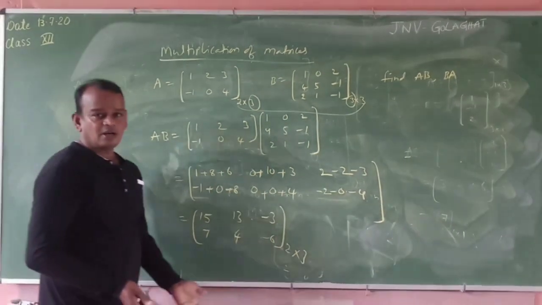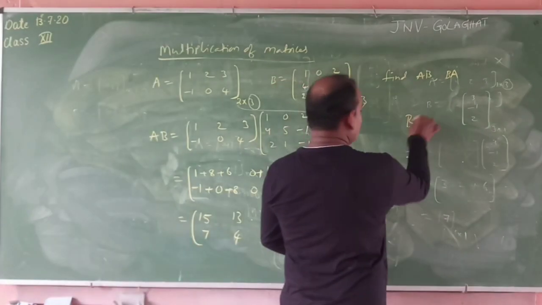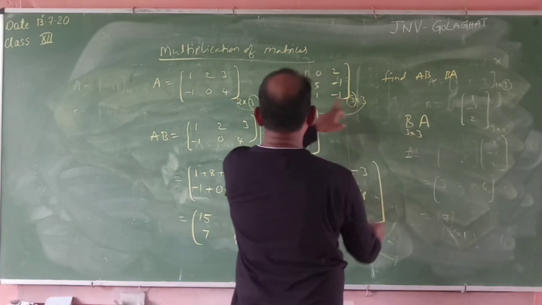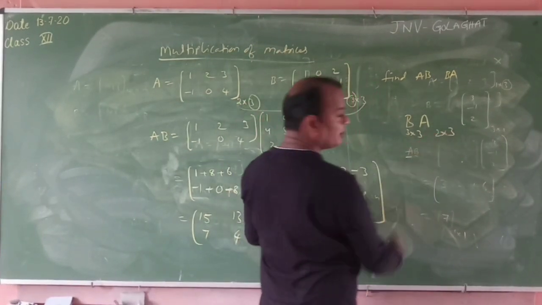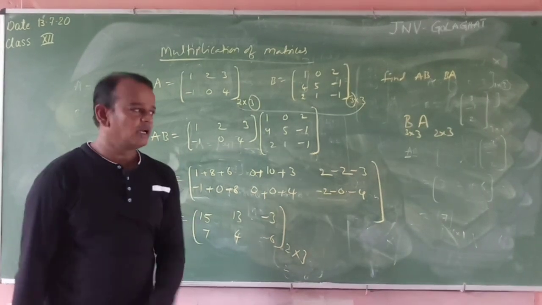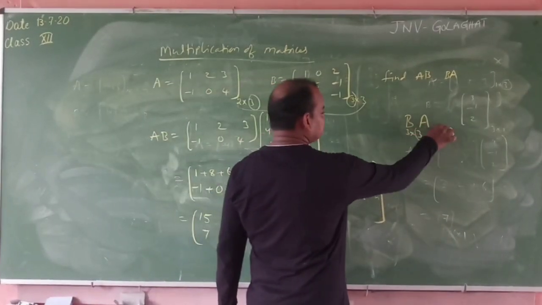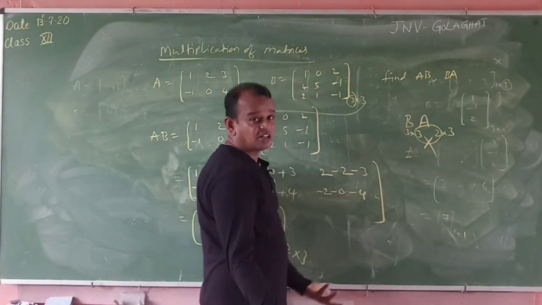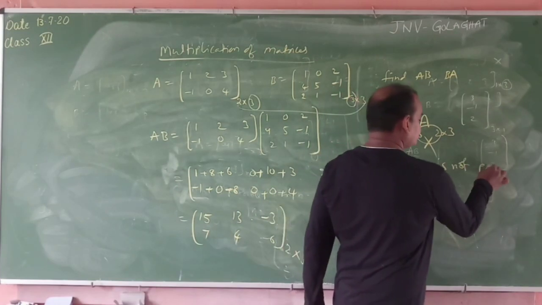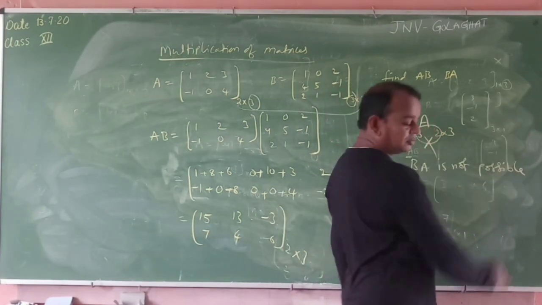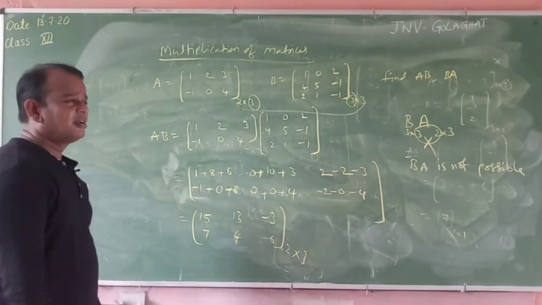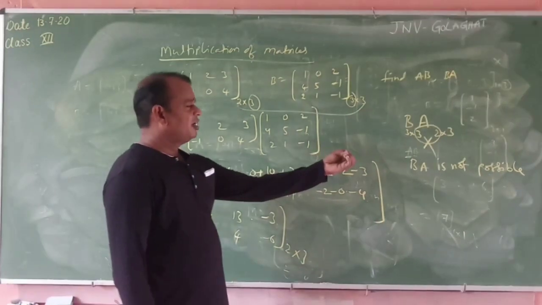Now, is BA possible or not? Check. First we write the B order. What is the order of B? 3 by 3. What is the order of A? 2 by 3. What is the definition of the multiplication? In the first matrix, the columns, in the second matrix, the rows, you will observe. Now here, they are not equal, which means BA is not possible. BA is not possible. That is very, very important.